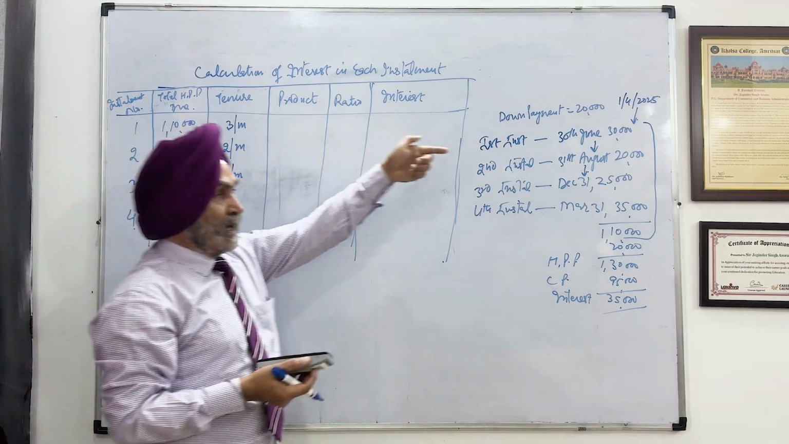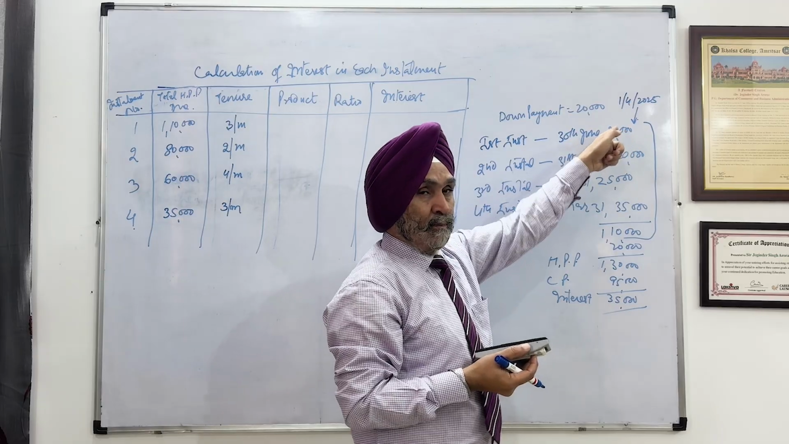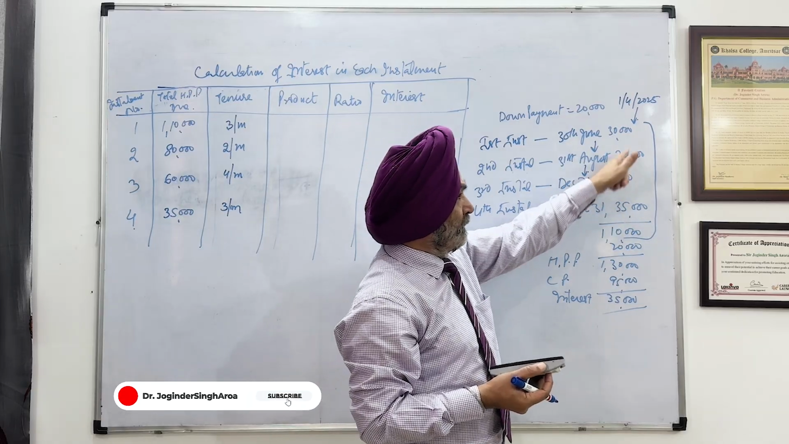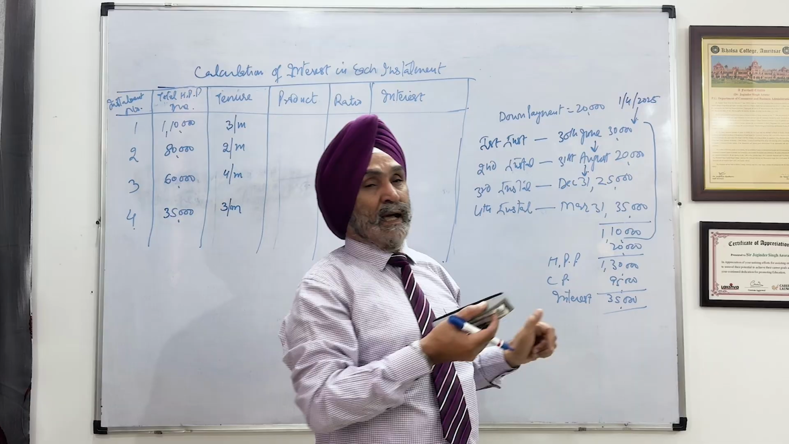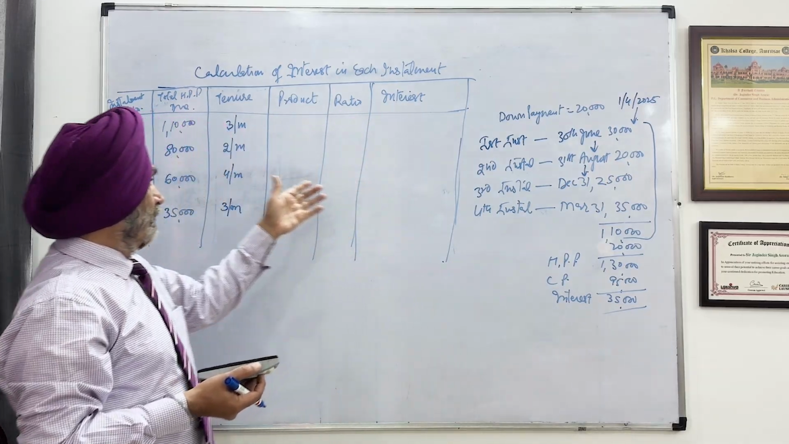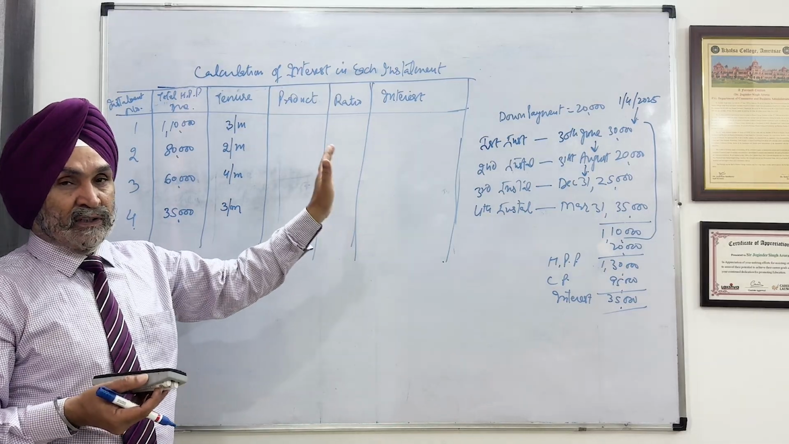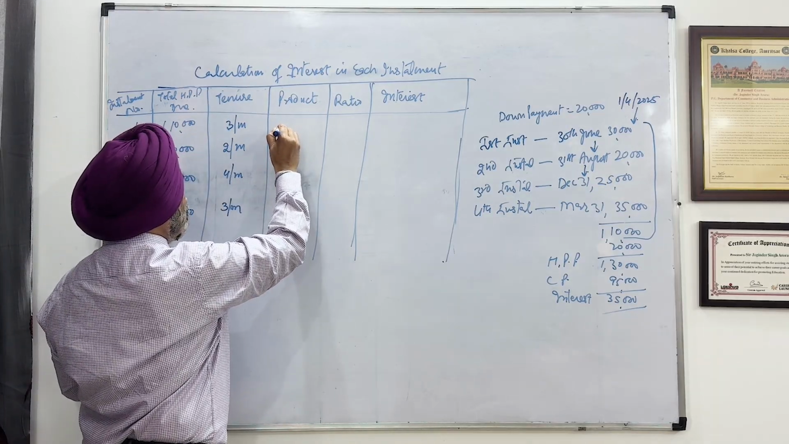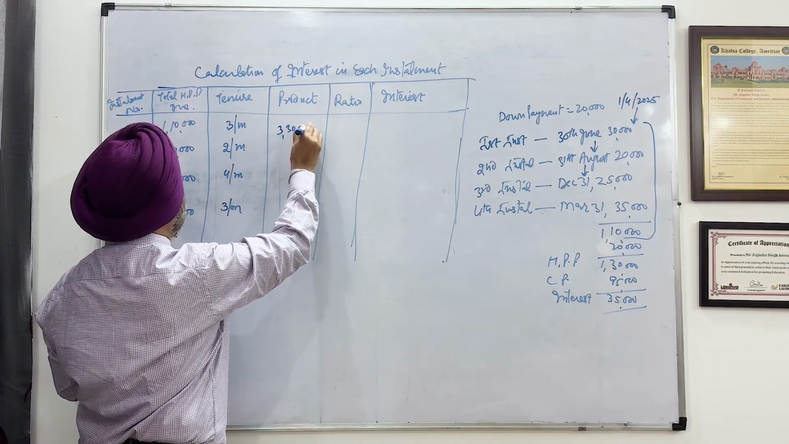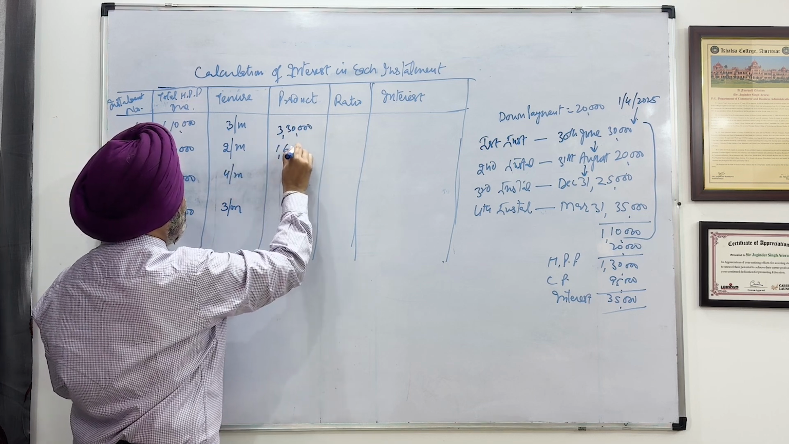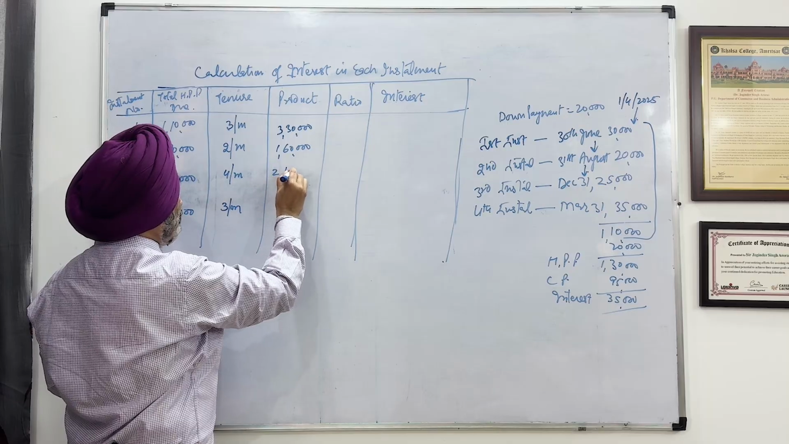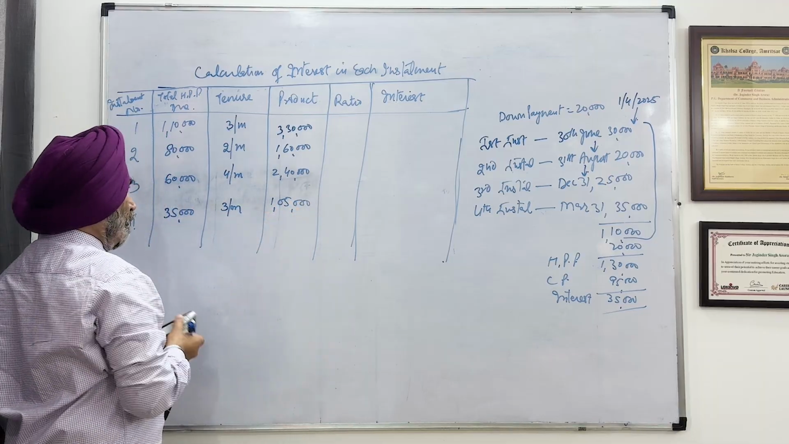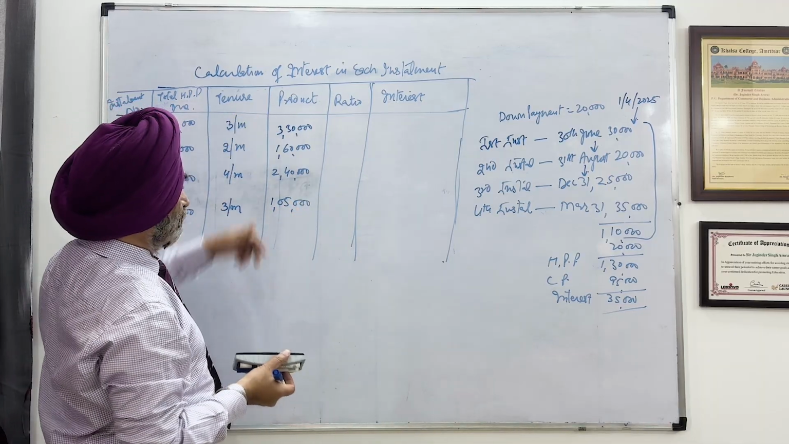This amount of installment may be same, may be different. As we have taken the example of different installment, this amount may be same. But when the time gap is not the same, we will calculate with the help of this table with 6 columns. Then product, multiplication of the two. This is 3,30,000. This is 1,60,000. This is 2,40,000. This is 1,05,000. Now we will calculate the ratio of the product.